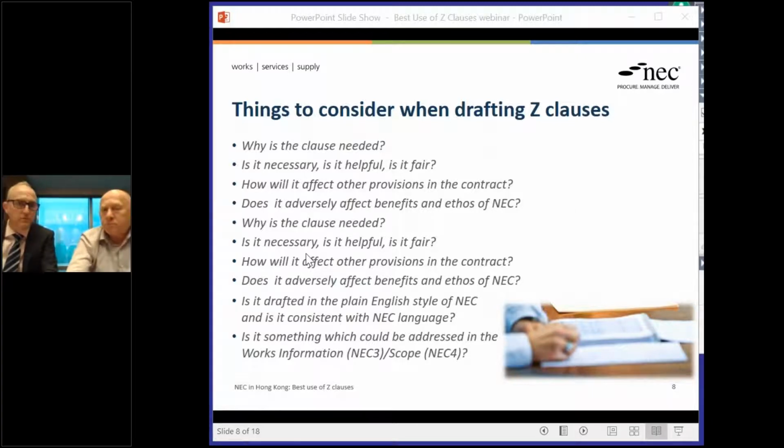First of all, why is a clause needed? That's obviously got to be the first question. There should be good rationale, not just that, well, the last 10 contracts we did had one of these clauses in, therefore it must be essential. That's not necessarily the case, obviously. The next question is, is it necessary? Is it helpful? Is it fair? Which I think are all good questions. And is it necessary is often one of the most important ones, actually.